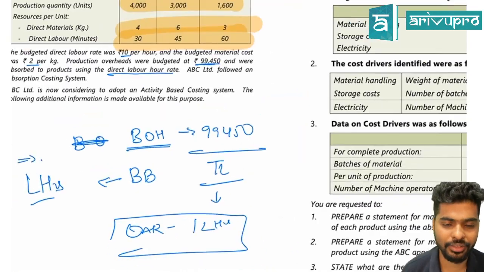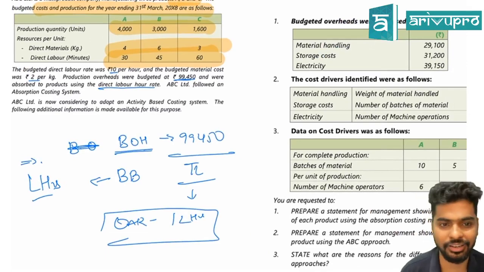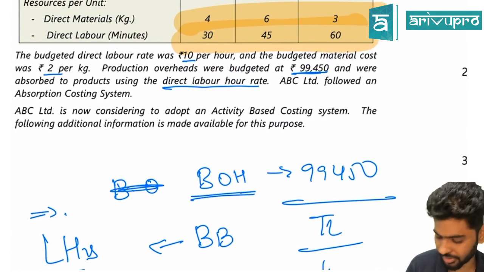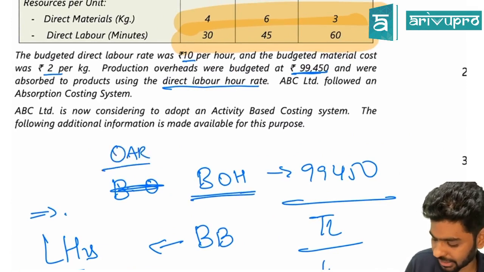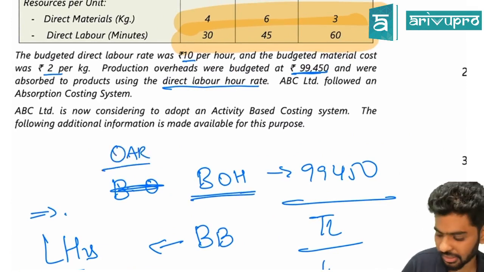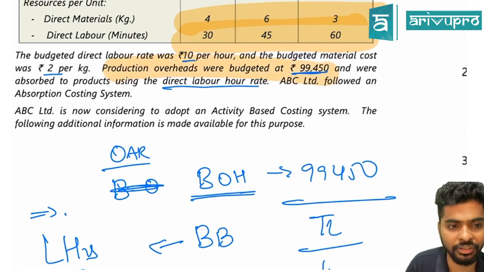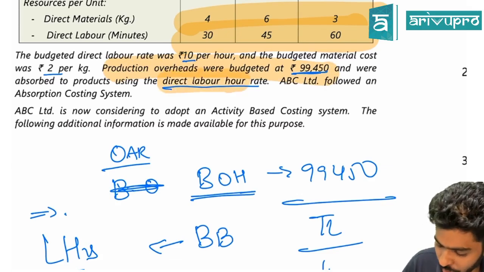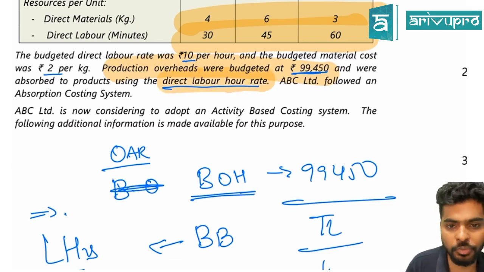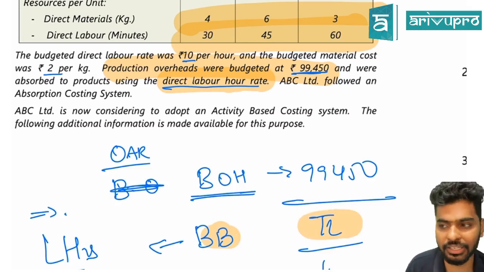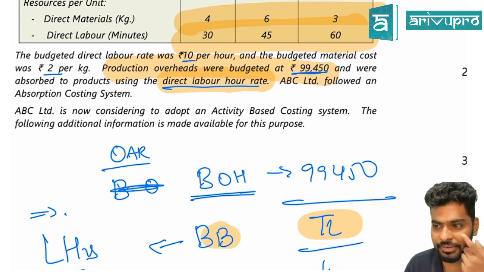Sir, under absorption costing, we find the overhead absorption rate by what formula? OAR is budgeted overheads divided by budgeted base. They have clearly told that the production overheads budgeted are 99,450, and they are absorbing by direct labor hour. So my denominator is my total labor hours, the budgeted base. That's what I explained, I'm doing the overheads chapter.